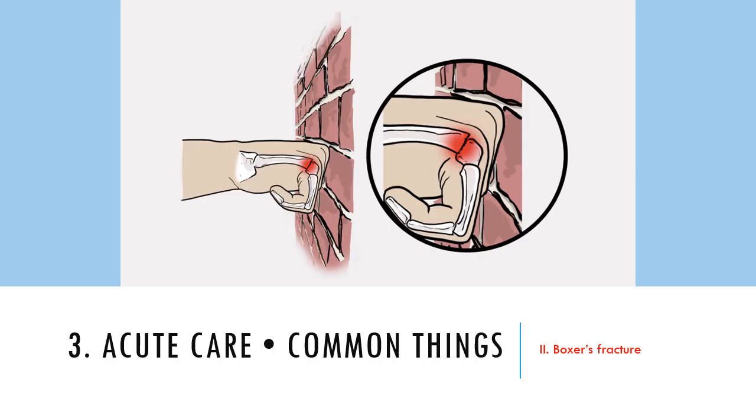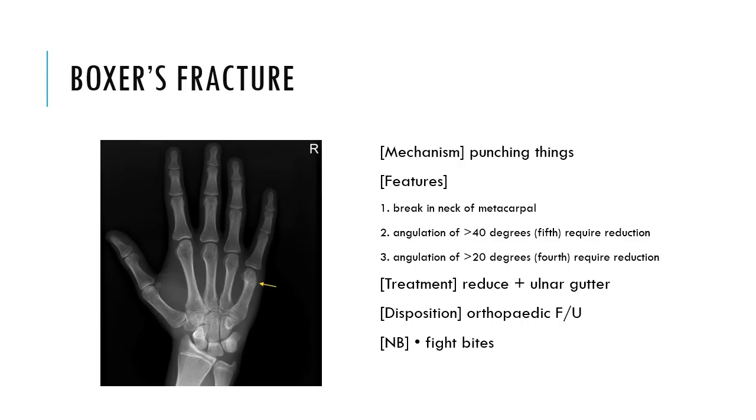Next up is the classic angry dude boxer's fracture. Aptly named, the boxer's fracture is often a result of punching a hard surface. It is a fracture in the neck of the 4th or 5th metacarpal, much less commonly the 3rd metacarpal. Treatment may include sedation and anesthesia, reduction, and splinting using an ulnar gutter, and requires ortho clinic follow-up. We will touch upon fight bites on the next slide.